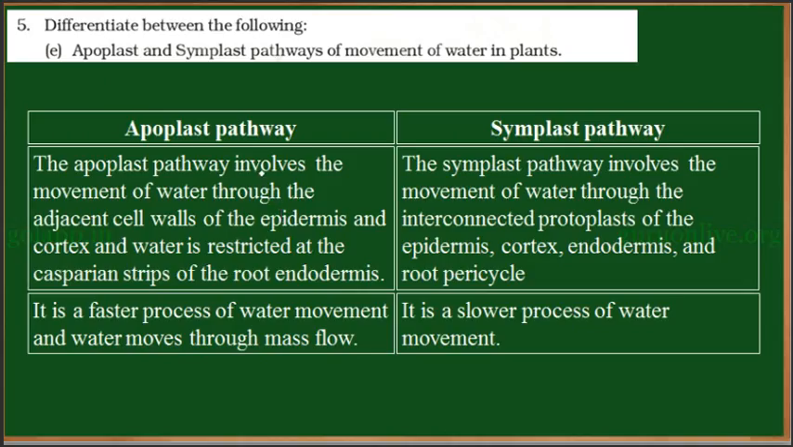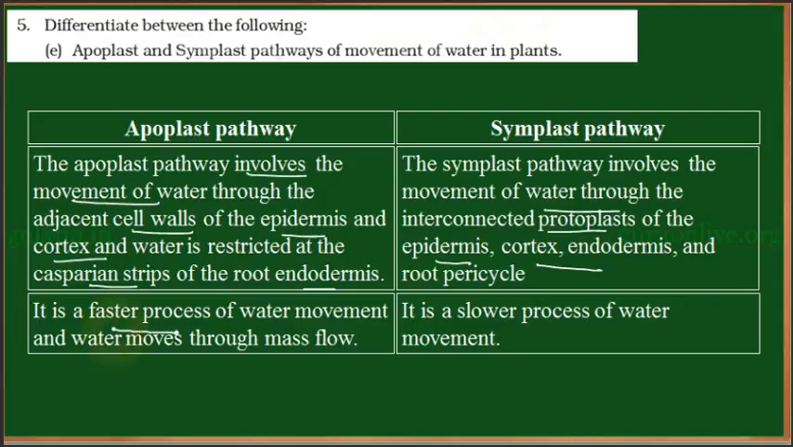So in the apoplastic pathway, the movement of water is through adjacent cell walls of epidermis, cortex, and then Casparian strips of endodermis. So water moves between the gaps and it does not enter into the living system, that is the cytoplasm. Whereas in the symplastic pathway, the movement of water through root hair, endodermis, cortex takes place by protoplasts, that is the cytoplasm, and each cell is interconnected by plasmodesmata.